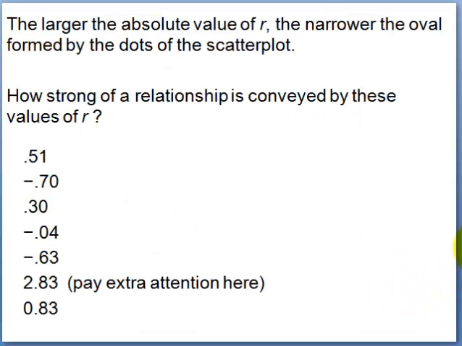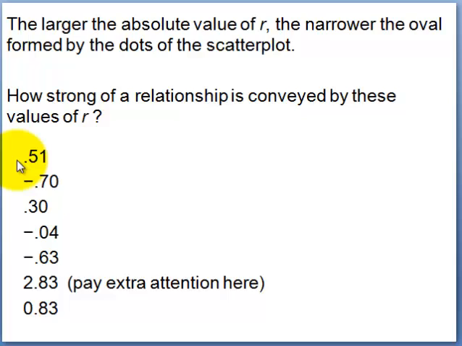Here's a little exercise that we can kind of talk our way through. So our unifying idea: the larger the absolute value of r, the narrower the oval formed by the dots of the scatter plot. How strong of a relationship is conveyed by each of these values of r? And really here, I guess what we're doing is referencing those qualitative descriptors that were just presented.